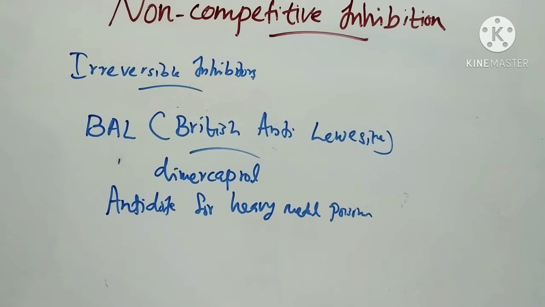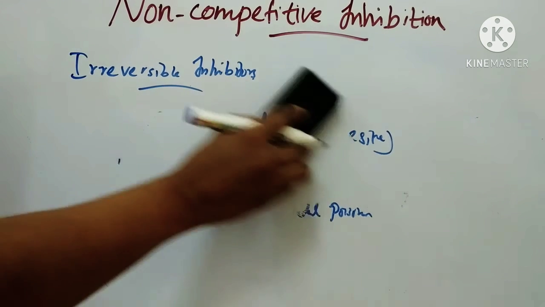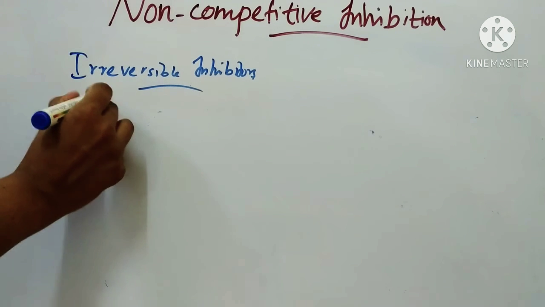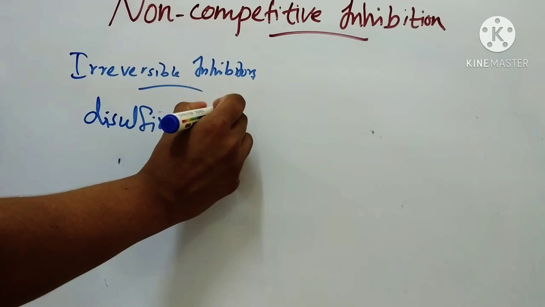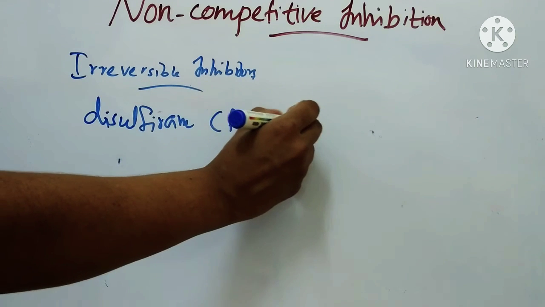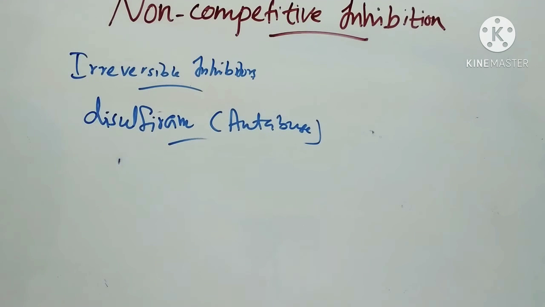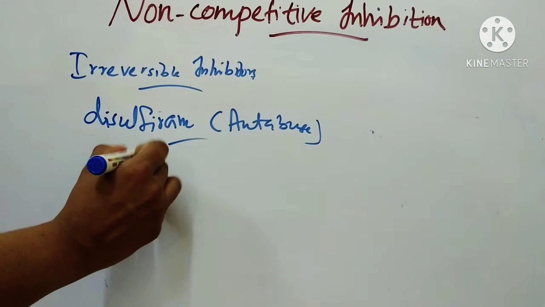So the heavy metals act as enzyme poisons by reacting with SH groups. This BAL, that is British anti-Lewesite, has several SH groups with which the heavy metal ions react and thus removing their poisonous effect. Next one is Disulfiram. Otherwise called as antabuse, it is used in the treatment of alcoholism.